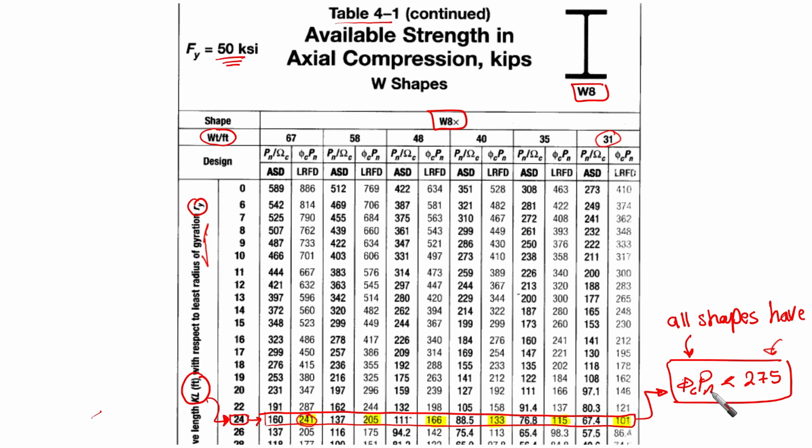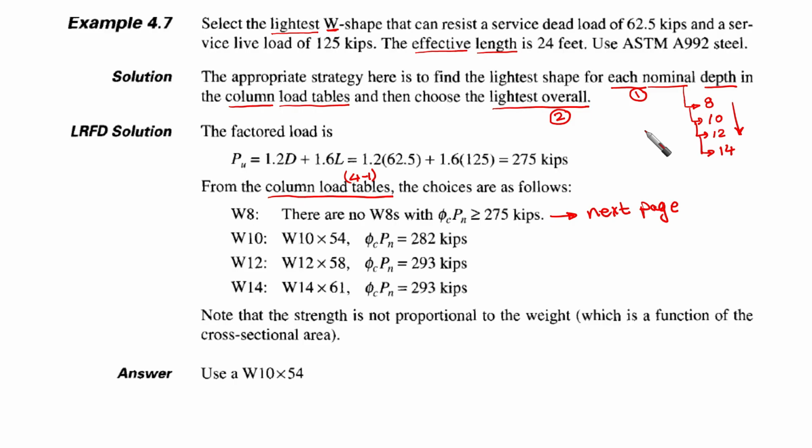So all these different shapes have phi c Pn, which is the available strength for axial compression, less than 275. So we cannot use this cross section. Okay, so let's go back and put it.